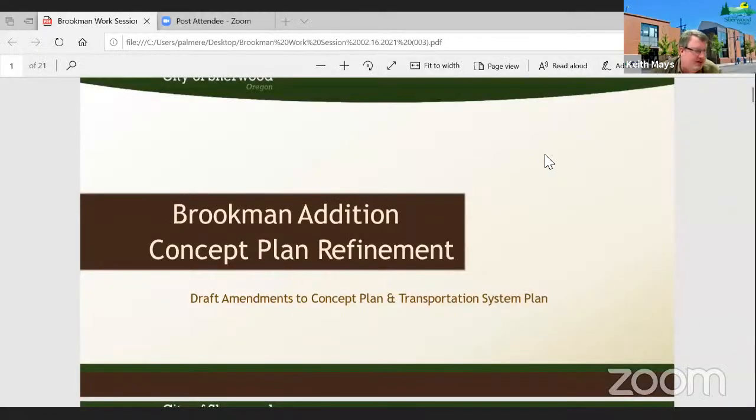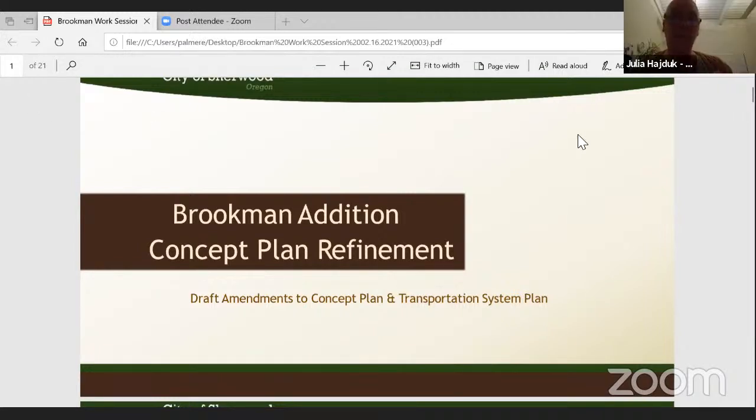All right, so now we're moving on to a joint work session with our Planning Commission members on the Brookman Area Refinement Plan. Julia? And Jean, you want to introduce what planning commissioners are with us? Yeah, I can do that. Real quick, sorry. Erica is going to be doing the presentation, so I'll let Jean do the introductions of the commissioners and then turn it over to Erica.